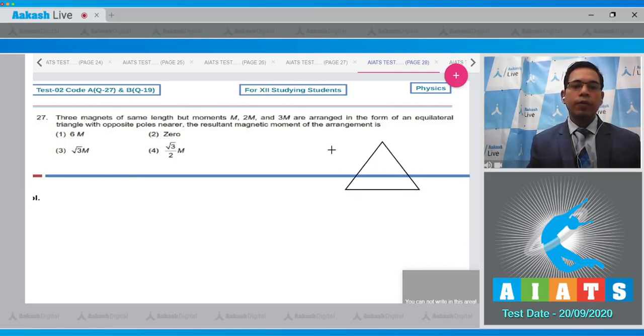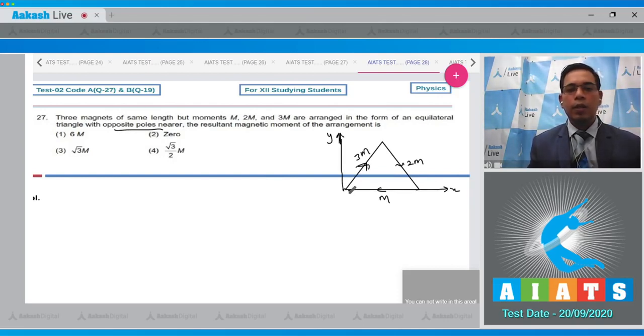This is the magnetic moment. Let this be the y-axis and this the x-axis. Let this be m vector, this 2m vector and this 3m vector. Since their opposite poles are nearer, their directions will be like this. If this is N, this will be S; if this is S, then this will be N.